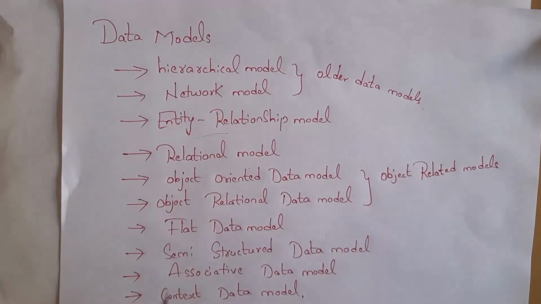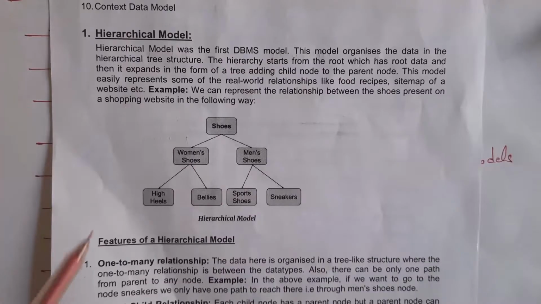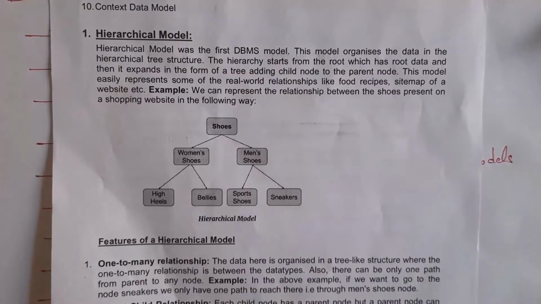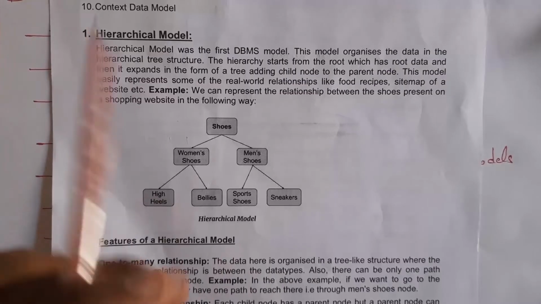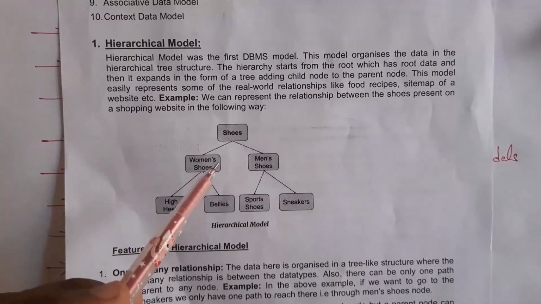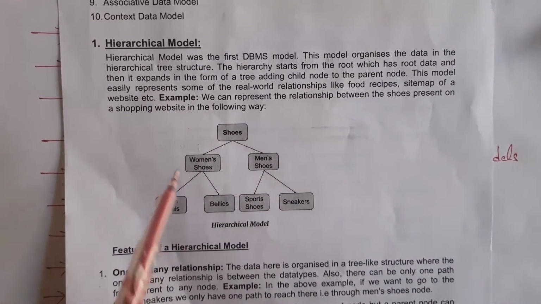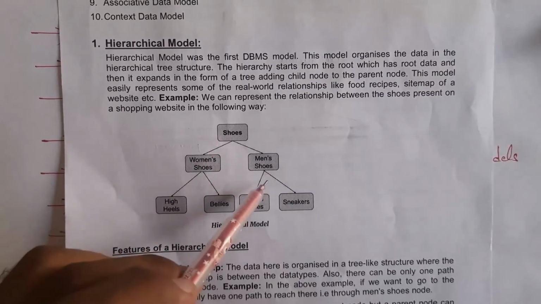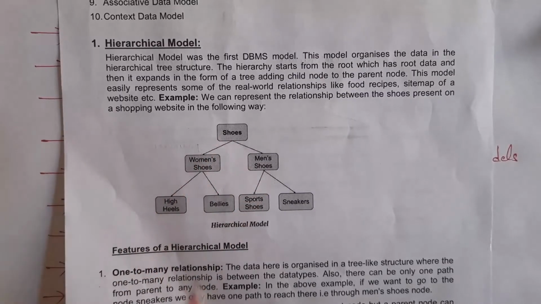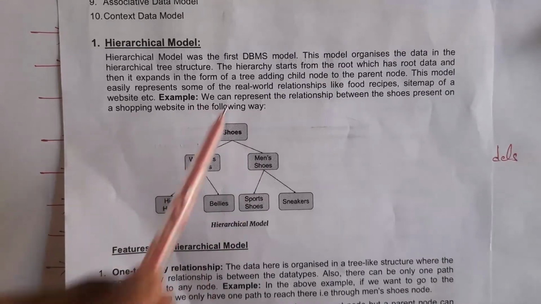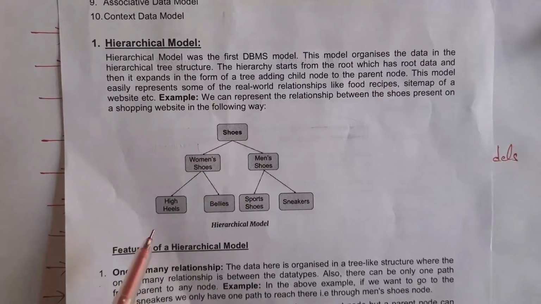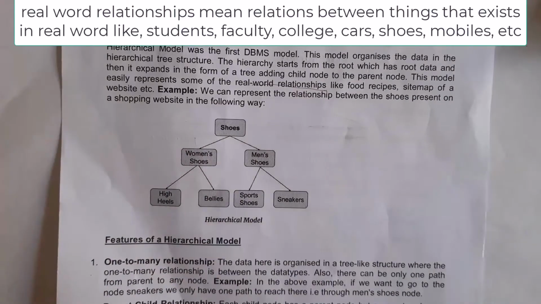At first, I will explain what is the hierarchical model. This hierarchical model was the first DBMS model. In this model, we represent data in the form of trees. At first we create a root node, and then we keep on expanding this tree by adding child nodes to a parent node. At first we create the root node, after that the parent node, and we can add multiple children to a parent node. This hierarchical model represents real world relationships.